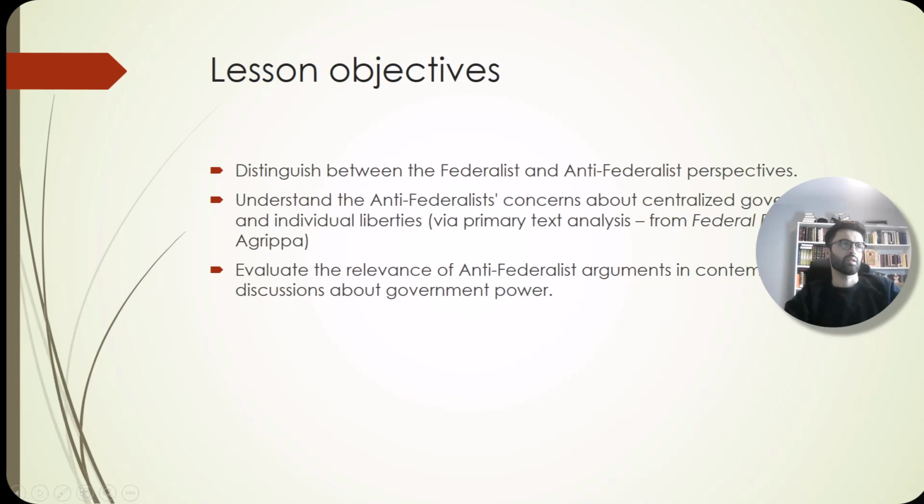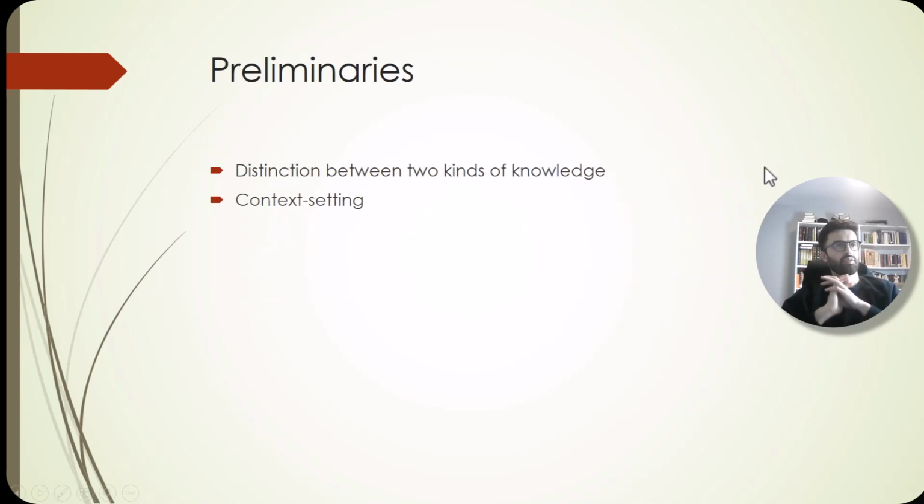Alright, so on to the objectives first. The lesson objectives are as follows. There are 3 in number. The first is hopefully by the end of today and the end of your assignment, more specifically, you'll be able to clearly distinguish between the federalist and anti-federalist perspectives with regard to that debate.